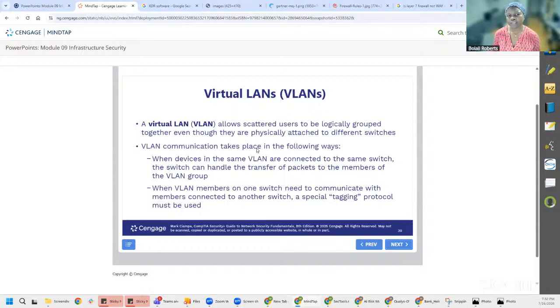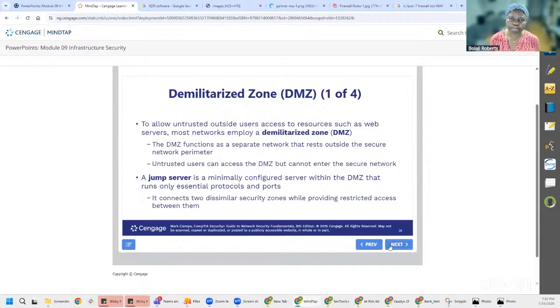This is what it is. It allows users to be on any floor, physically located on different switches, but because that virtual local area network is a group that exists on all of the switches, the system has this tag that says, okay, you're a member of this VLAN. And because you're a member of this VLAN, irrespective of physical location, you gain access.